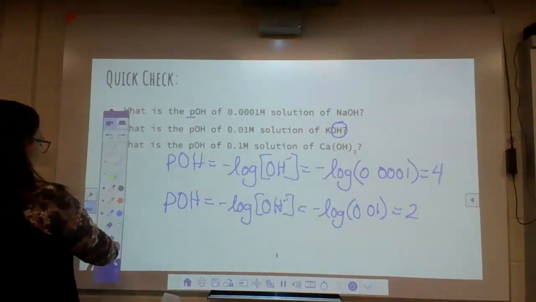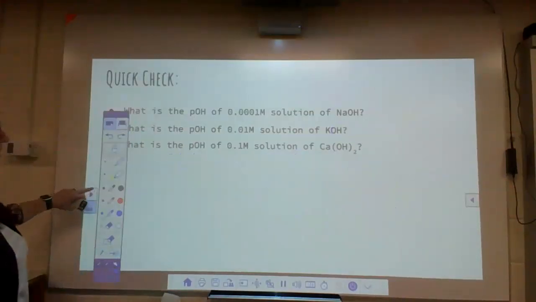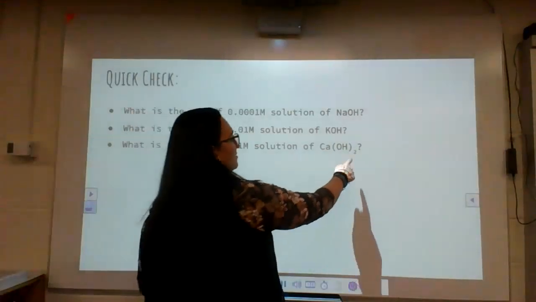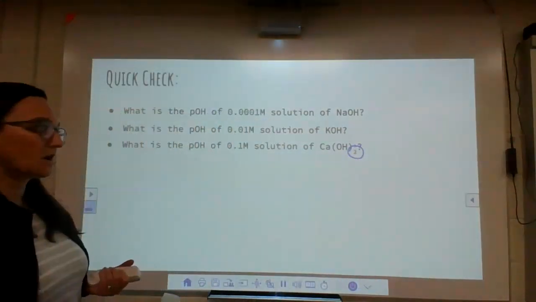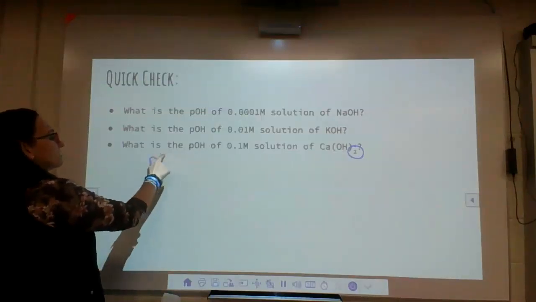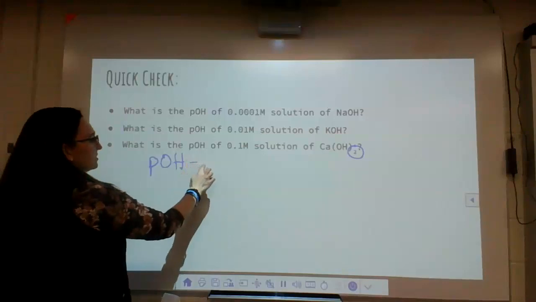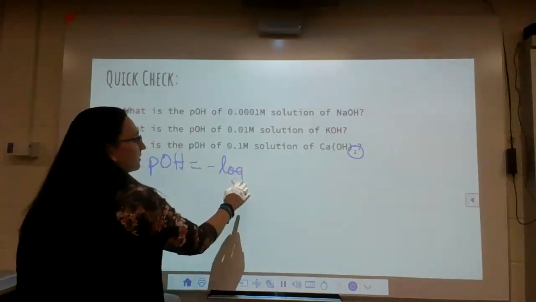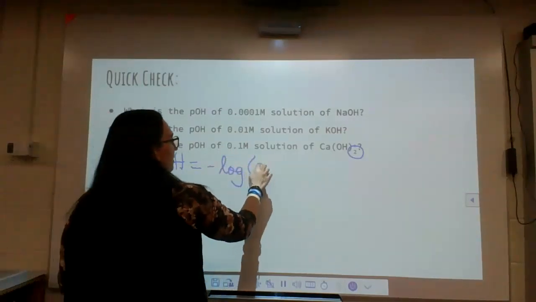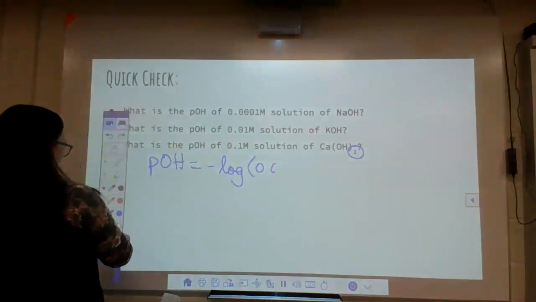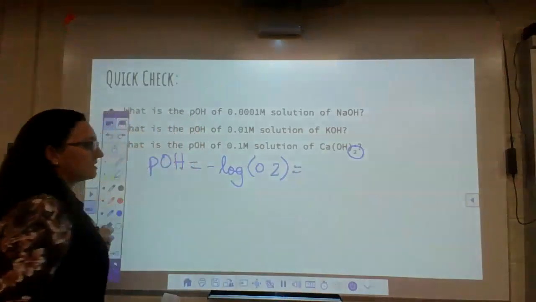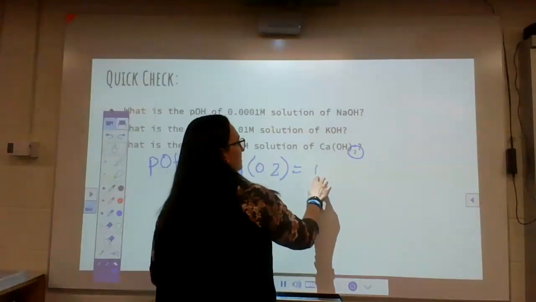Last example here. They want me to take the pOH of a 0.1 molar solution of calcium hydroxide. And you'll notice calcium hydroxide produces 2 ions of hydroxide each time it dissociates. So the pOH is equal to the negative log of, now I have to double this, 0.2. And so the negative log of 0.2 is 0.7.